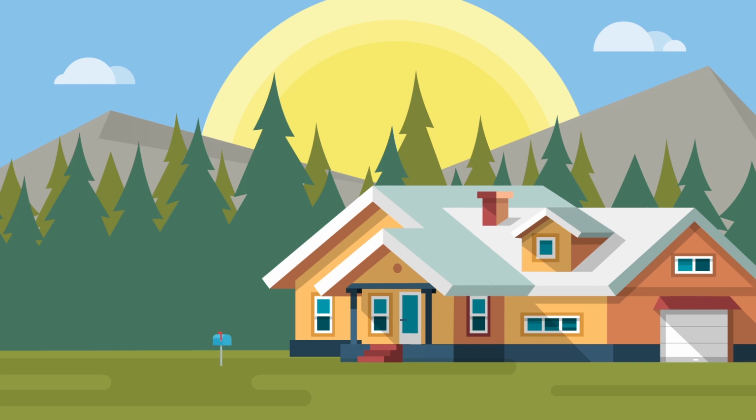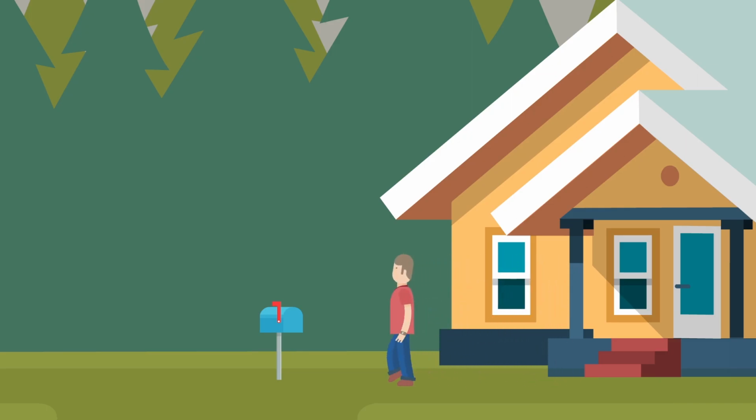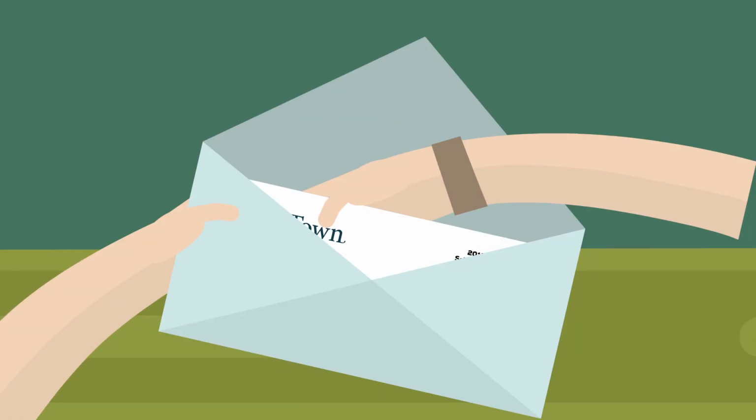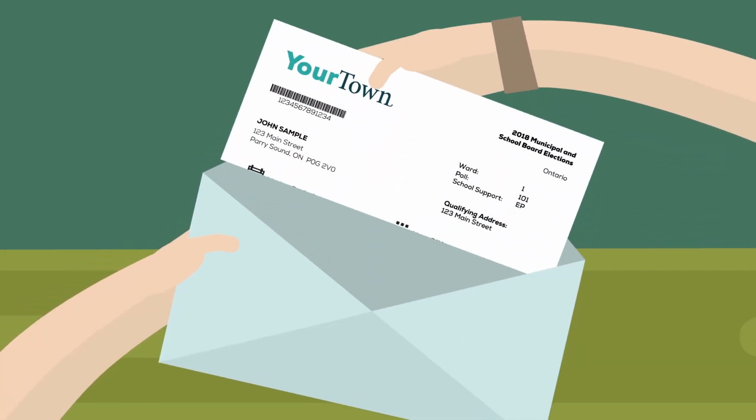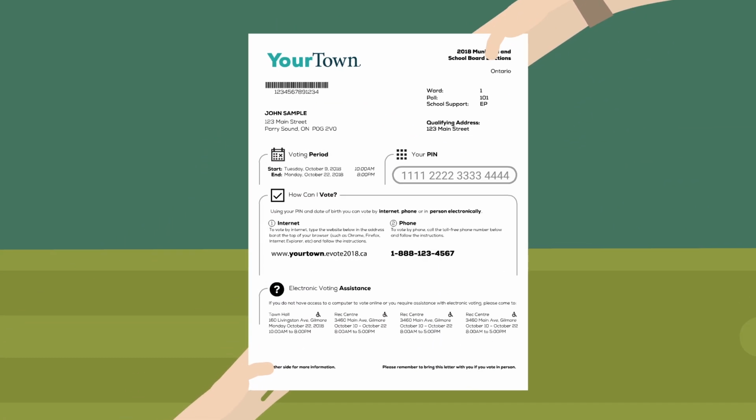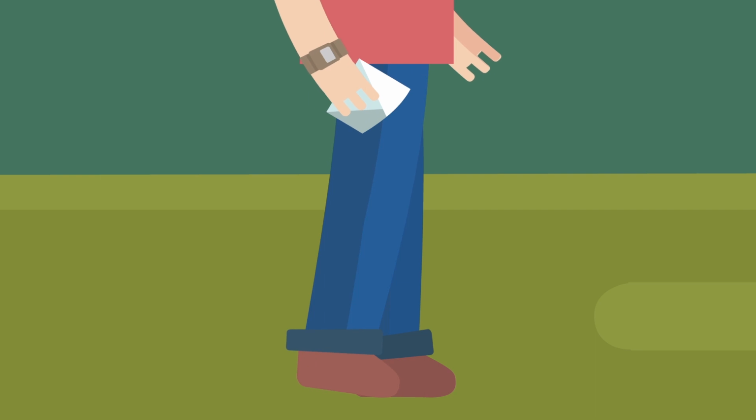In the following video, we will guide you through this simple remote voting process. Before the election, you will receive a voter instruction letter with your personal voting credentials and instructions on how to vote using the internet or the phone. This letter will be delivered by Canada Post to your regular mailbox. Remember that this document belongs only to you and must be kept private and safe.